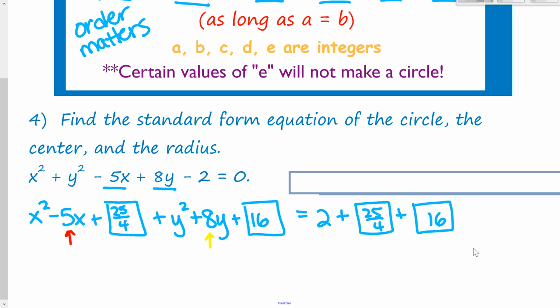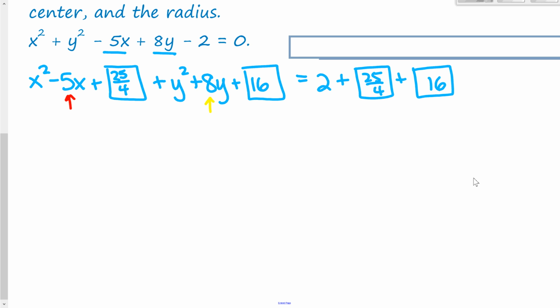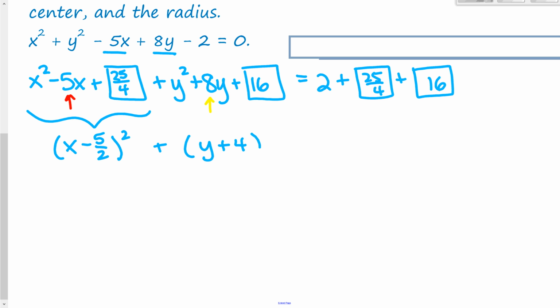All right, so now we write each of these in their factored form. So this perfect trinomial square here factors into x minus 5 halves, quantity squared. And then this one with y factors into y plus 4, quantity squared. And then we're going to add all these numbers over here. So let's see, we have 8 fourths, we have 25 fourths, and we have 64 fourths, I think. And so grab a calculator, add all this together, or do it in your head if you're a rock star, which I don't feel like being right now. Okay, 97 fourths.